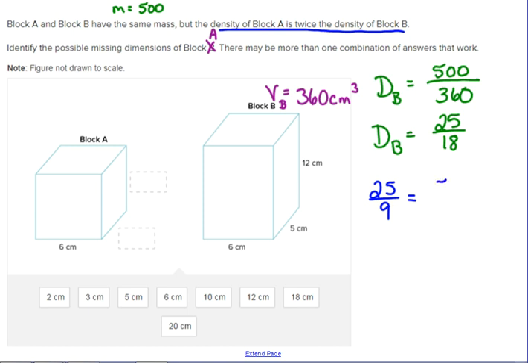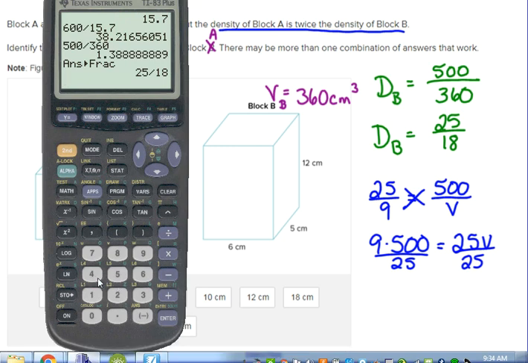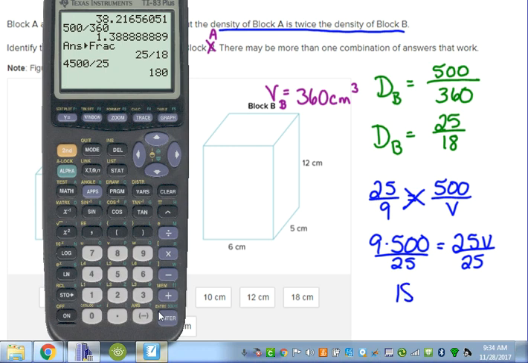So the density of block A, the mass is 500. It's the same mass. We don't know its volume. How can we solve that equation? Fraction equal to a fraction, what do? Cross multiply and divide. Okay, cross multiply and divide. So 9 times 500 is equal to 25V. Divide both sides by 25. So we've got 4,500 divided by 25 gives us 180 for the volume of block A.